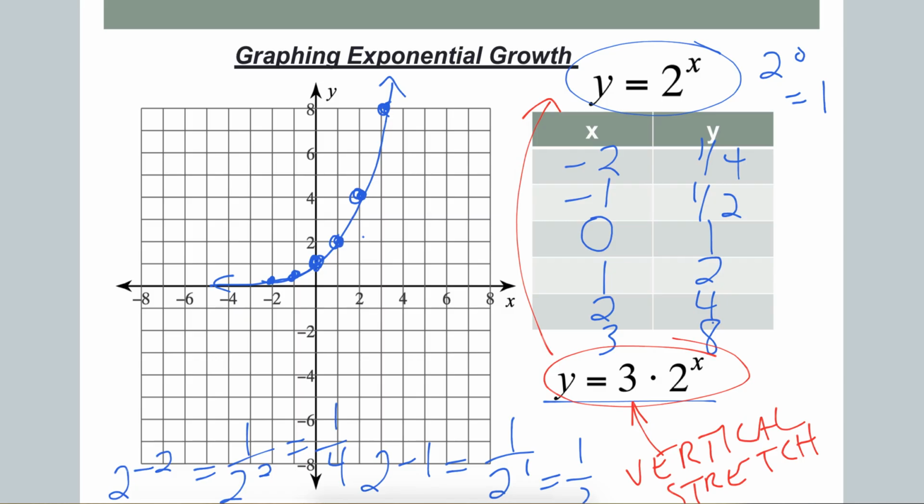So to recap, this is just an introduction to graphing exponential growth. Tomorrow we're going to talk about the difference between exponential growth and then exponential decay. We're also going to talk about what happens if I throw a negative number out in front of the y equals 2 to the x.